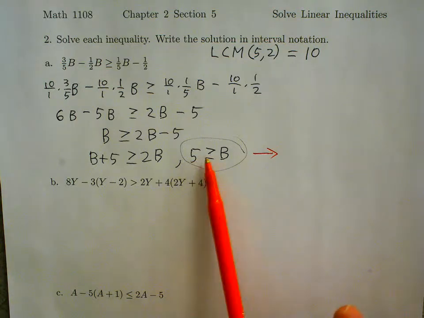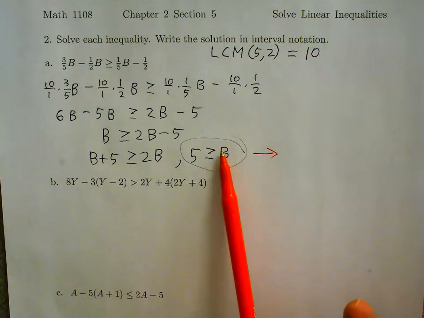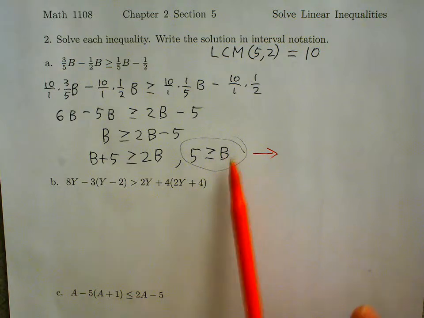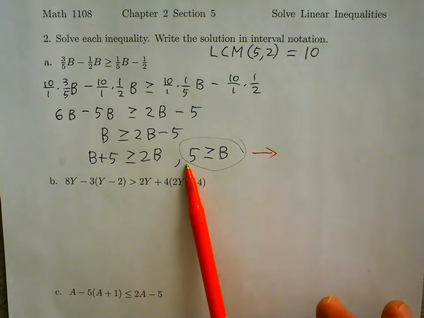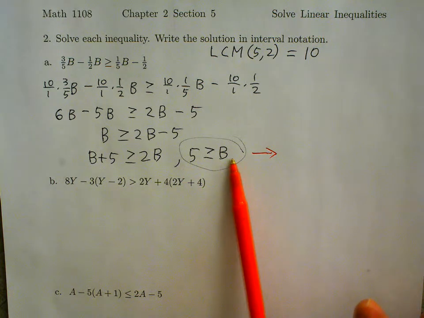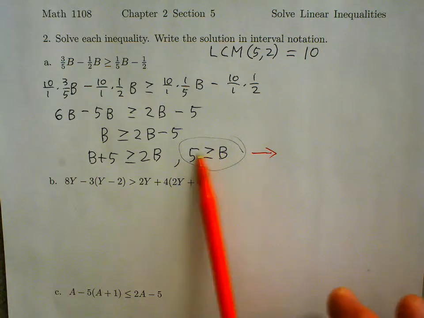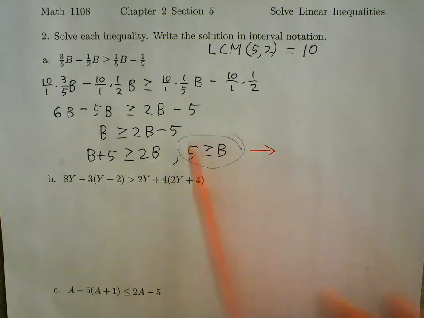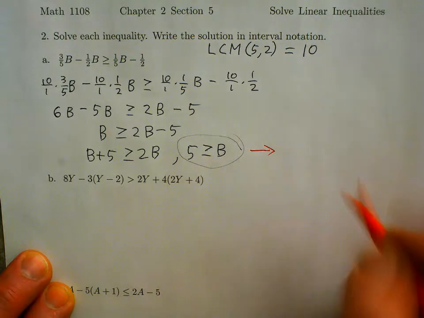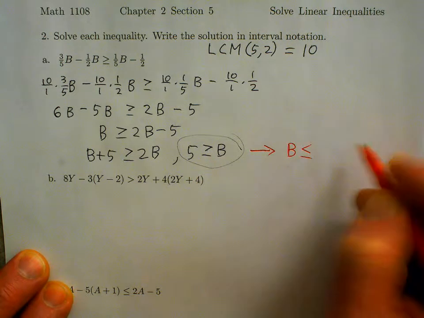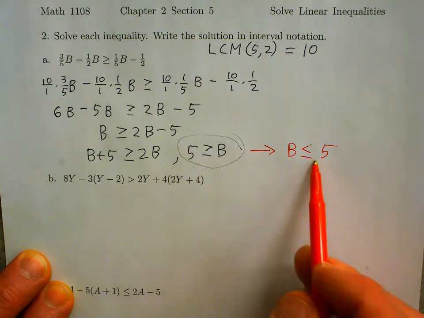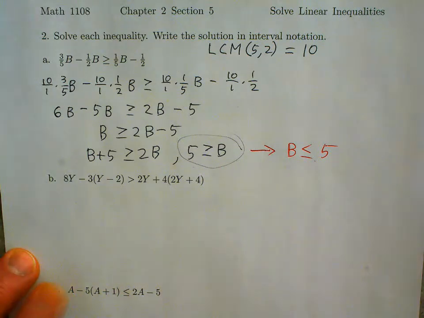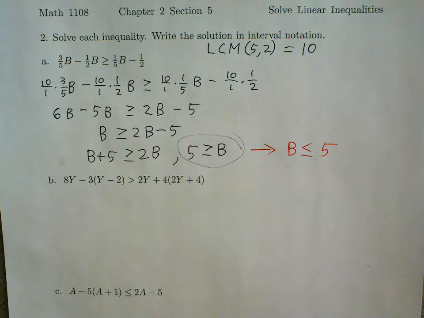So if 5 is greater than or equal to b, reading it from right to left, what does that mean? b is less than or equal to 5, right? If we read it from right to left, b is less than or equal to 5. Are we in agreement? So if you want, you can write this as b is less than or equal to 5. These mean exactly the same thing. Is there any question about why that's the case?